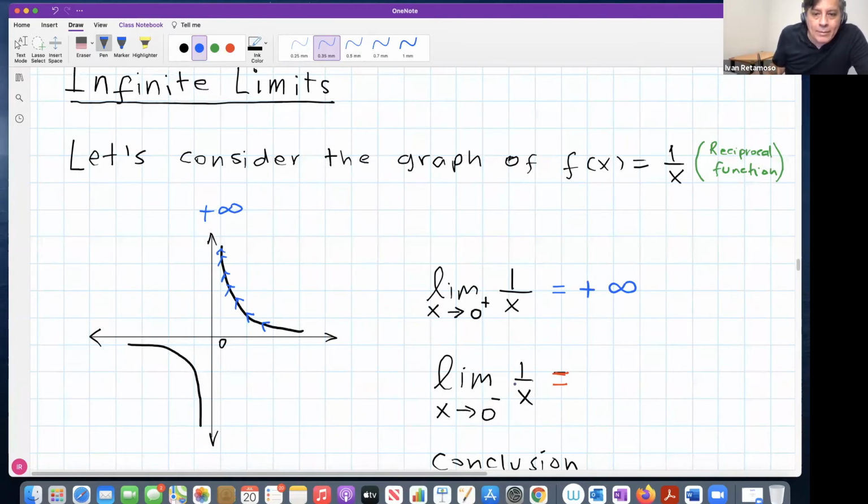Now, what will be the limit of 1 over x as x approaches 0 from the left? From the left, you have to go this way, input-wise. However, we are going in this direction, right? The output values are negatively growing. They're becoming more and more negative, which is a better way to say it. So they are going to negative infinity here. So mathematicians say the limit of 1 over x as x approaches 0 from the left is equal to negative infinity.